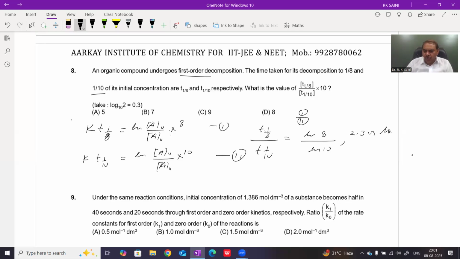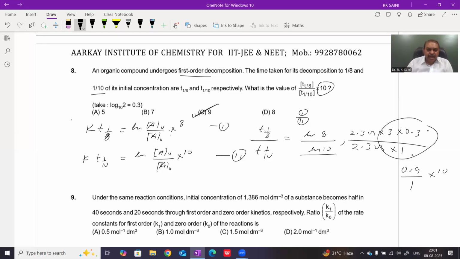Then 2.303 log 8. 8 means 2 exponent 3, so log 8 equals 3 log 2, which equals 0.9. And for ln 10, 2.303 log 10 equals 1. Therefore, the ratio is 0.9 upon 1. Then multiplied by 10. Therefore, our answer is 9.